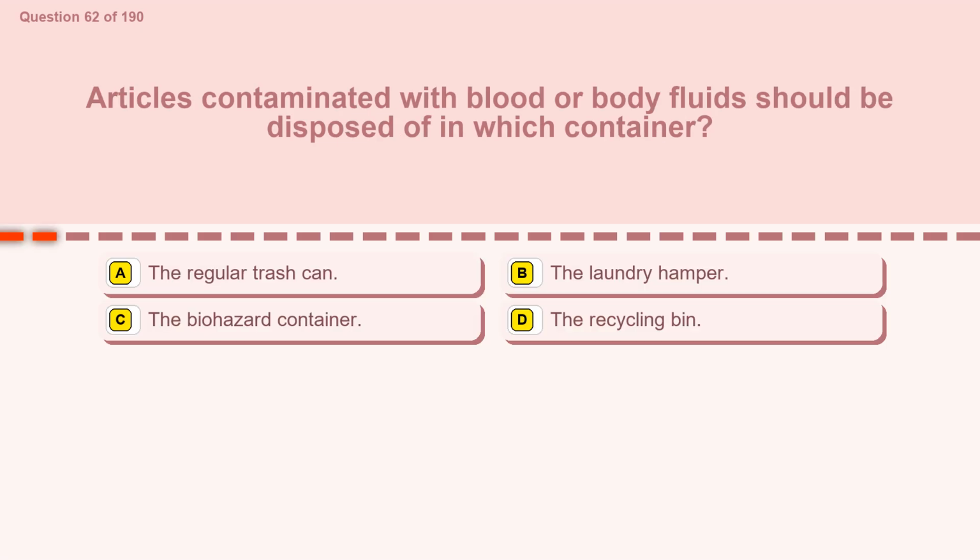Question 62. Articles contaminated with blood or body fluids should be disposed of in which container? Option A, the regular trash can. Option B, the laundry hamper. Option C, the biohazard container. Option D, the recycling bin.